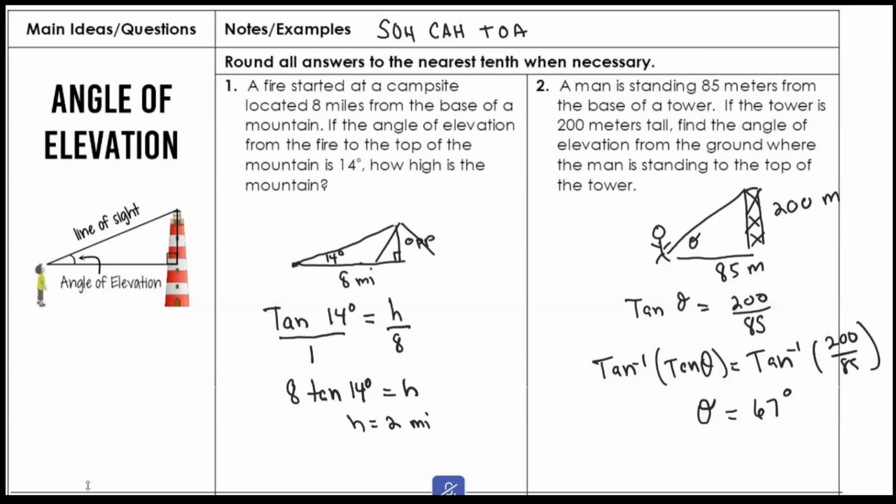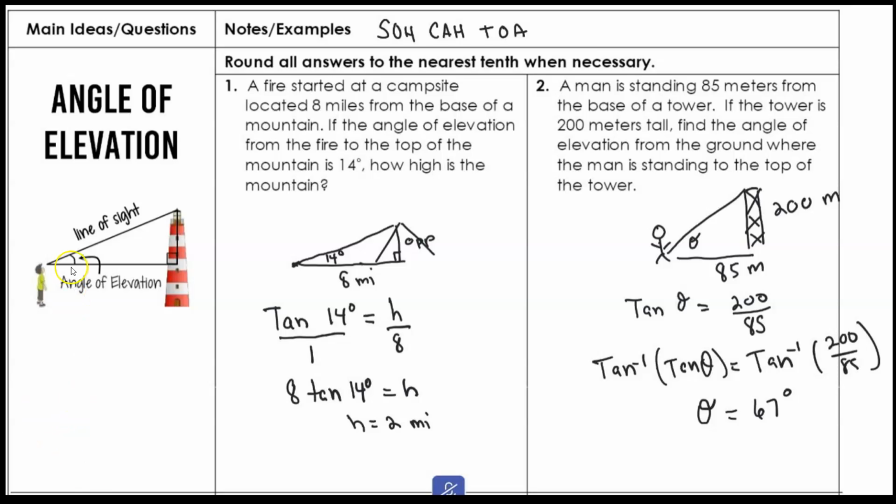We just finished a lesson dealing with inverse functions. So what you're going to have to do is get the inverse of tangent theta of the left side, and you're going to have to get the inverse of tangent of 200 over 85. Once again, as we did in the last lesson, you are given the input. So you're asking for the angle now, and that's what we're doing.